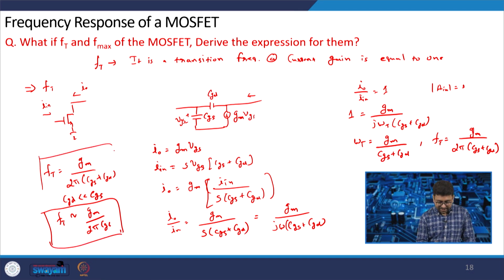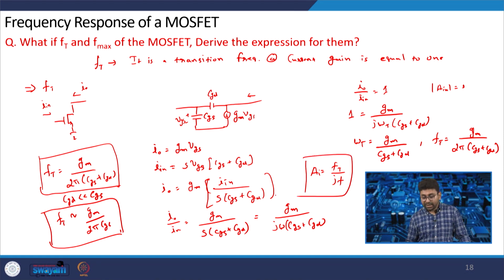So, this is the basic equation of the FT. Both can be considered, and if I write down omega T in this equation, there is another equation for the current gain AI, which is equal to FT by JF, that can also be written as omega T by JF. So, this is the equation of FT. FT will tell us the maximum operating frequency at which we can work.